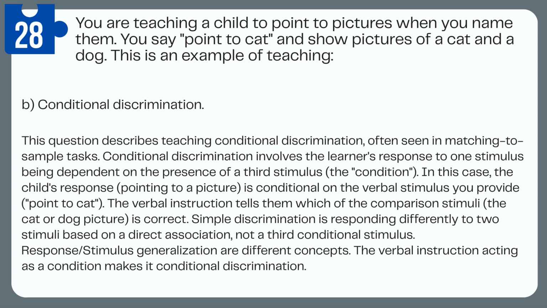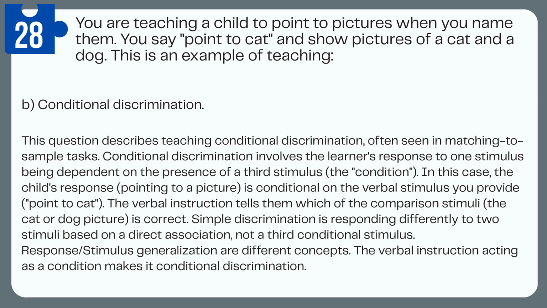Answer: B. Conditional discrimination. This question describes teaching conditional discrimination, often seen in matching to sample tasks. Conditional discrimination involves the learner's response to one stimulus being dependent on the presence of a third stimulus, the condition. In this case, the child's response, pointing to a picture, is conditional on the verbal stimulus you provide, point to cat. The verbal instruction tells them which of the comparison stimuli, the cat or dog picture, is correct.